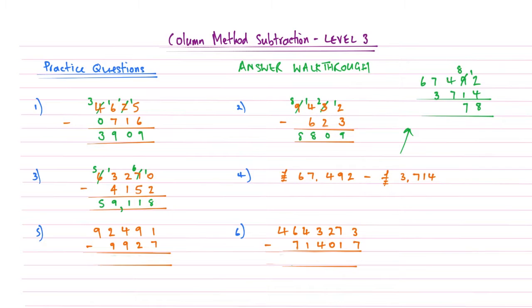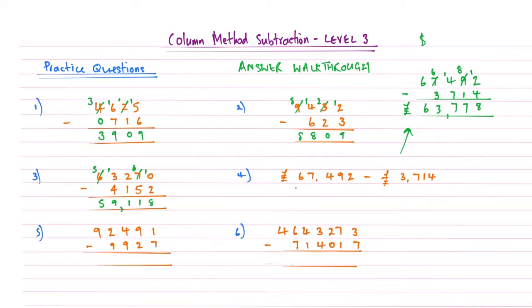4 take away 7, again the 4's smaller than 7, so we need to compensate. That becomes a 6. Right, the 1, reading that as a 14. 14 take away 7, well that's 7. Thousands column, 6 take away 3, well that's a 3. And then 6 subtract nothing is just 6. So then that becomes 63,778. And of course, because we were dealing with money, pound sign. And this works for euros, dollars, anything. Okay, any monetary amount, this works.